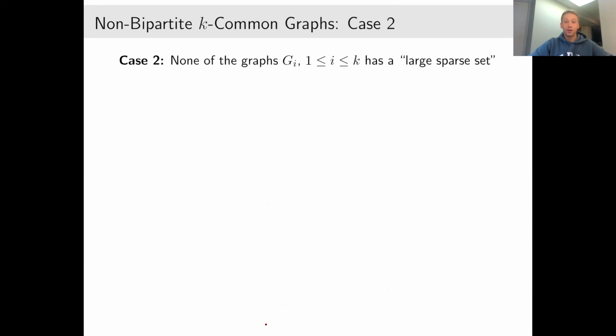Okay, let's go to the other case. Let's assume that none of these graphs G_i has a large sparse set.